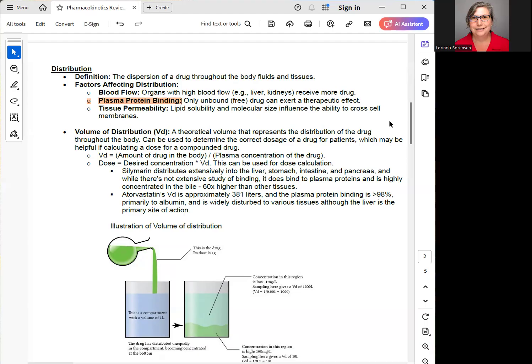But plasma protein binding. So only the free drug can have a therapeutic effect. So if somebody has a protein deficiency and maybe they actually have low albumin, that means that drug is going to have more of a therapeutic effect, which means there might be more side effects.